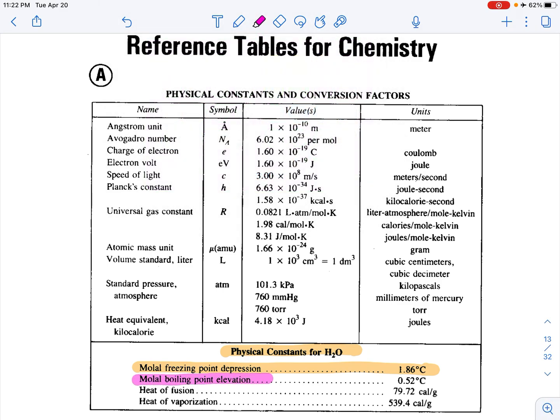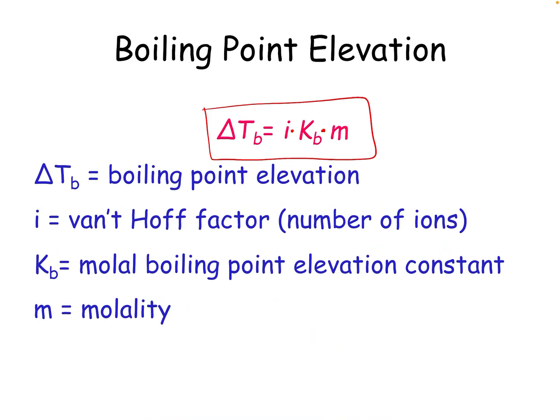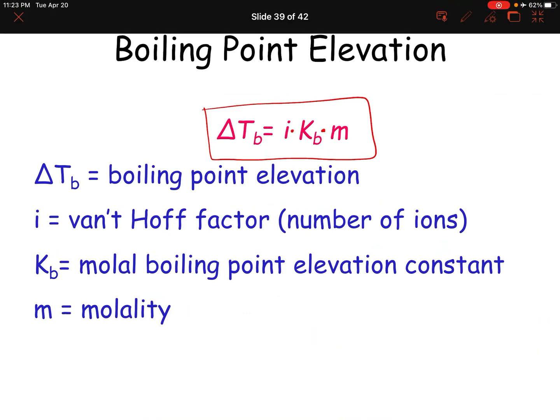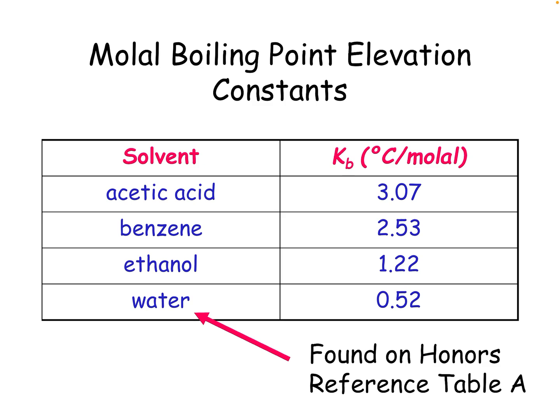Honors Reference Table A. So our molal boiling point elevation constant for water is 0.52 degrees Celsius per molal. Again, that's only for a solvent of water. If we have a different solvent, you'll have to be provided that value in a question or you'll be able to look it up. But the formula is pretty much the same. So again, see how we have that on that reference table? And again, do you need to memorize these numbers? No. Do you need to figure out any kind of trend between those numbers? Nope, don't worry about it.